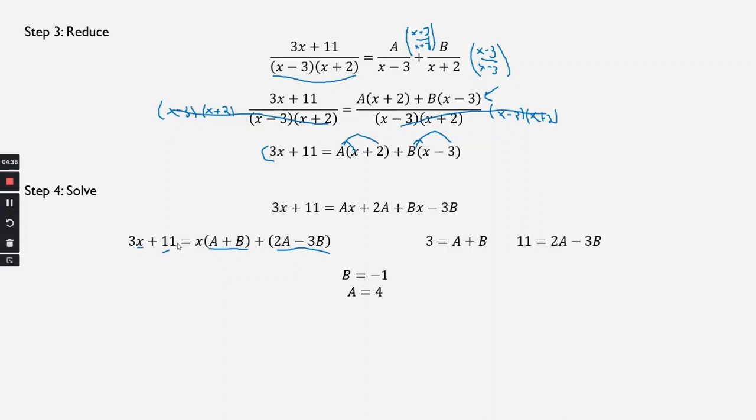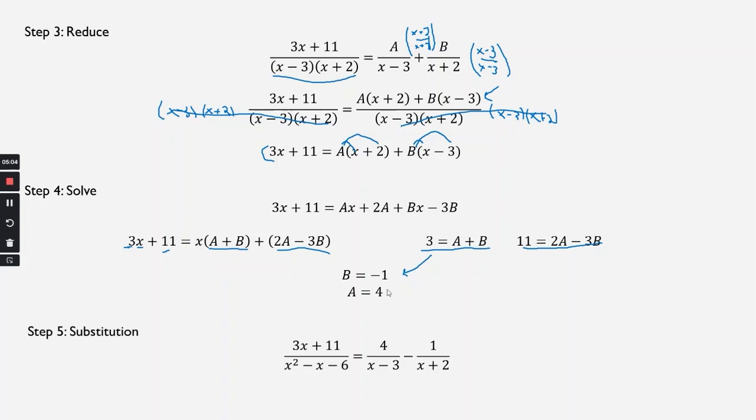In order for these two equations to be equal, our a plus b must be equal to 3. That's represented over here. The same applies for our 2a minus 3b. It must be equal to 11 for these two equations to be equal. So we have that over here. Now we have a system of equations in which we have 2 equations and 2 unknowns. So we should be able to solve for this. And when you do solve it, you get b equals negative 1, and a equals 4.